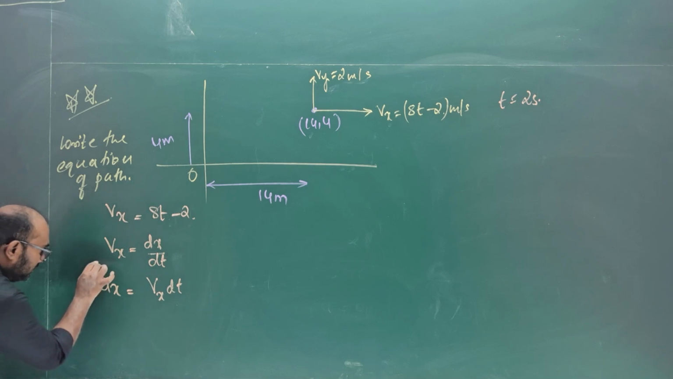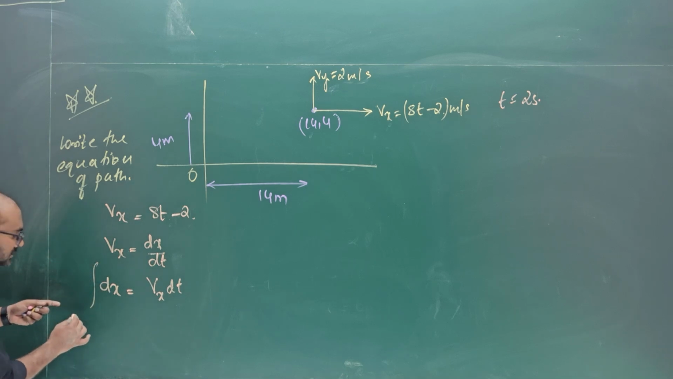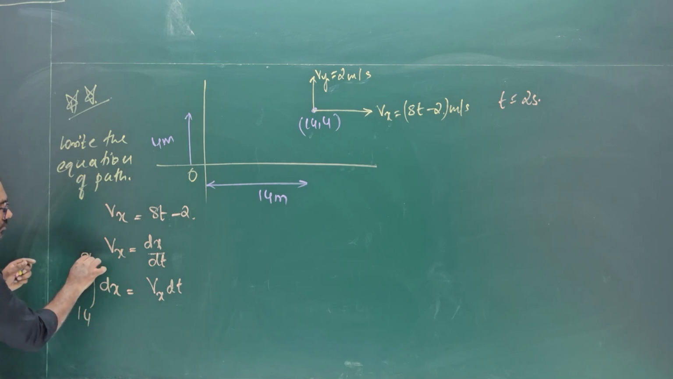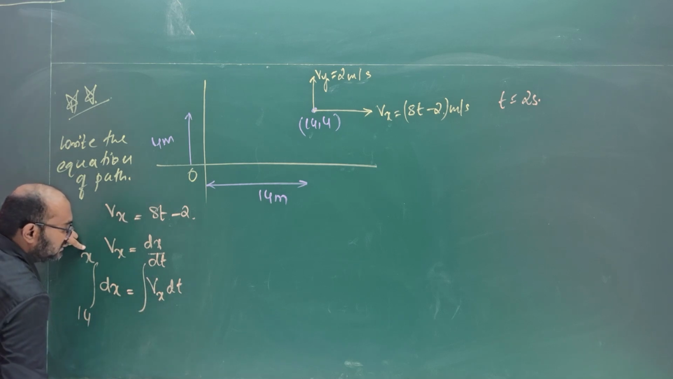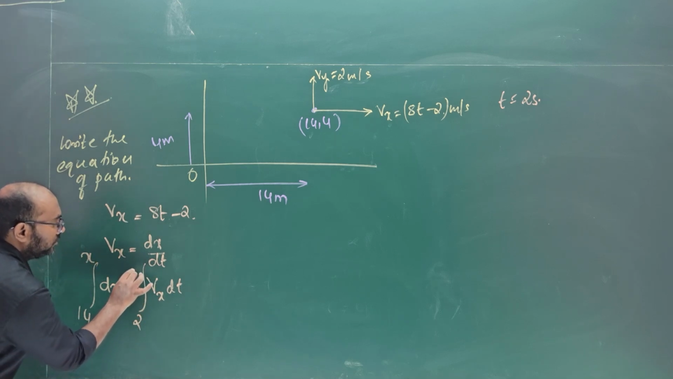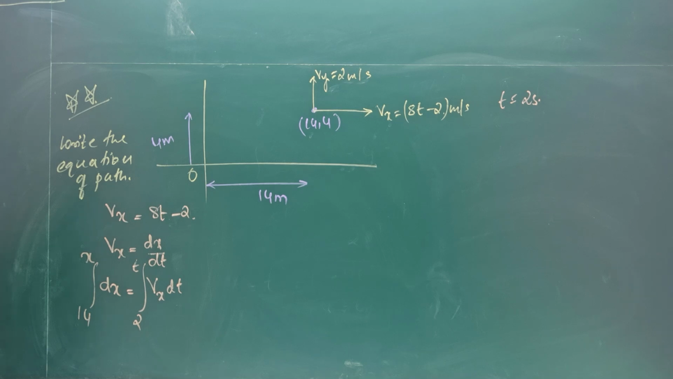Okay, now from where to where? X-axis 14, we don't know where, till x. They can give you a value, find the equation for 16 seconds, 20 seconds and so on. Or generalize from 14 to x, any value. Time period is given from 2 to t. This is how we write.